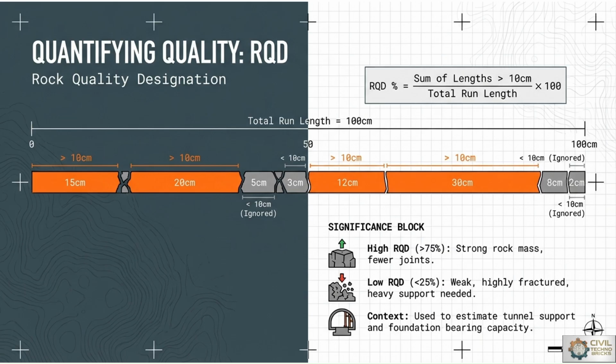So what is the context, or we can say the application point of view? It is used to estimate tunnel support and foundation bearing capacity. Means RQD plays a role for civil engineers to decide the policy or the design for tunneling and its foundation, or highway alignments, embankments for railways and roadways.